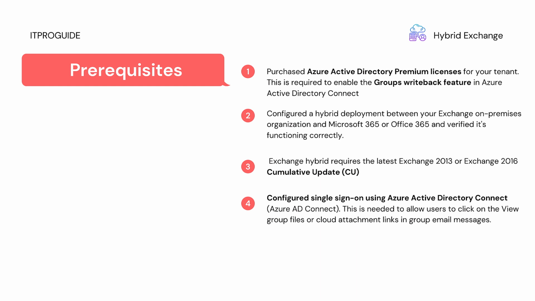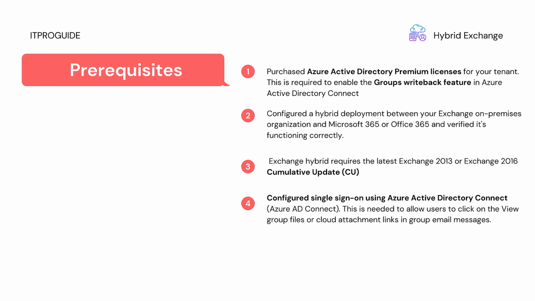So let us discuss the prerequisites for enabling the group feature for on-premises users in a hybrid deployment. You need to have an Azure Active Directory Premium license for your tenant. Why is this required? Because we need to enable the groups write back feature in Azure Active Directory. So why do we need the group write back feature? Because Groups is a Microsoft 365 feature, which is not an on-premises Exchange feature. So you need to write back the changes to on-premises Active Directory, because the source of authority in all the features that we demonstrated was on-premises Active Directory.